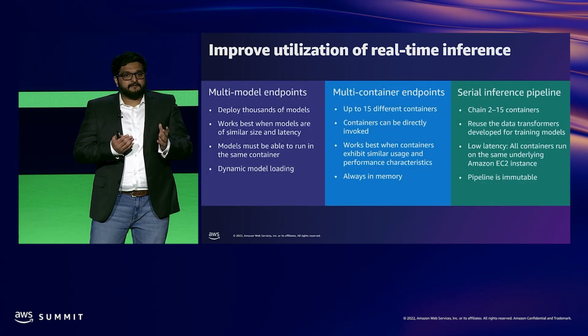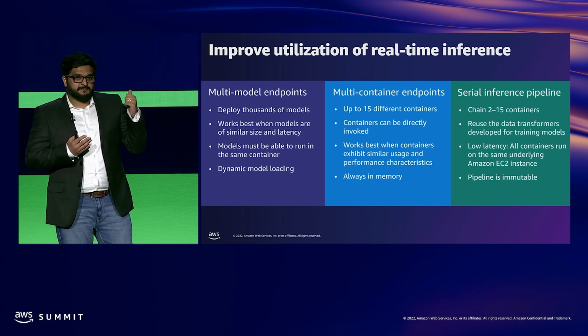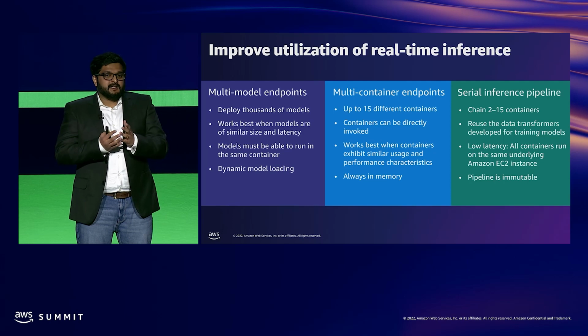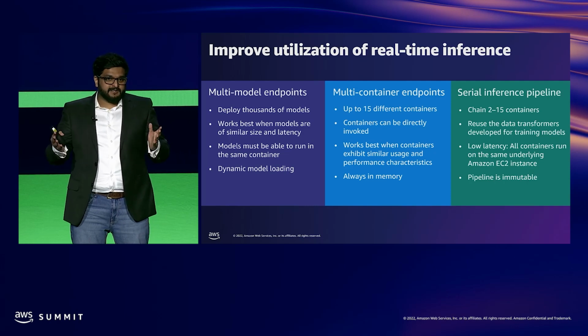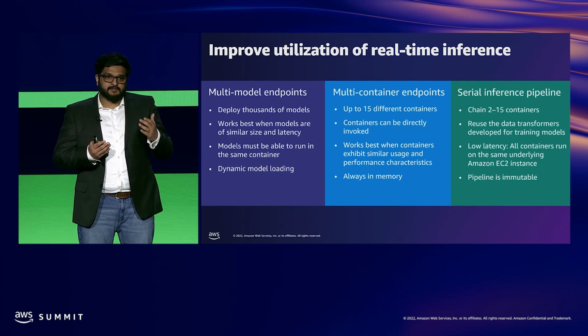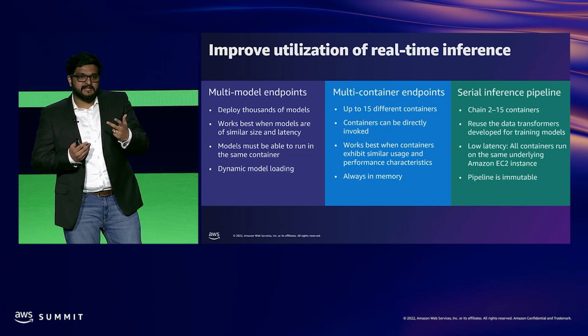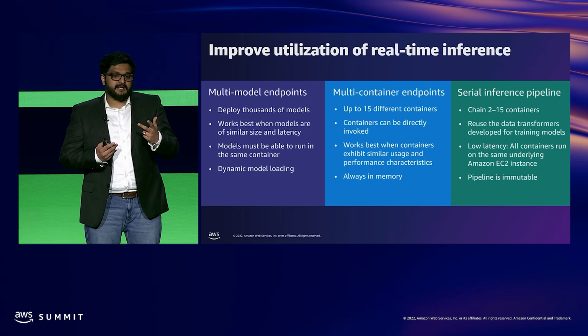Next, now that we've seen the different inference options, let's pick real-time inference, since this is the most costly of sorts, where you have to have inference all the time. Let's see how we can optimize cost for real-time inference. So broadly speaking, there are 3 ways you can optimize performance for real-time inference.